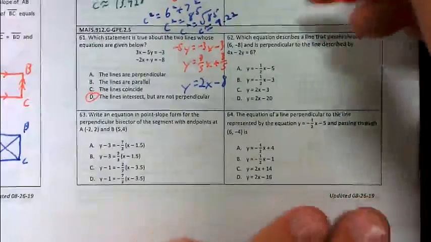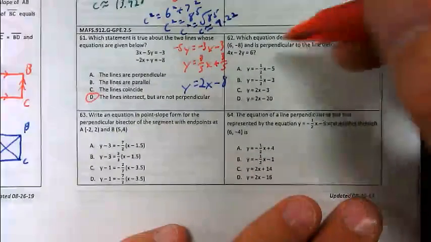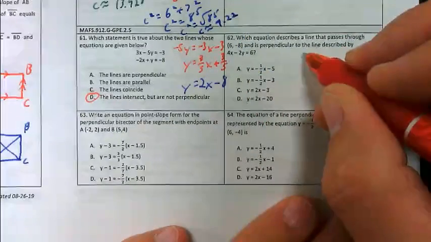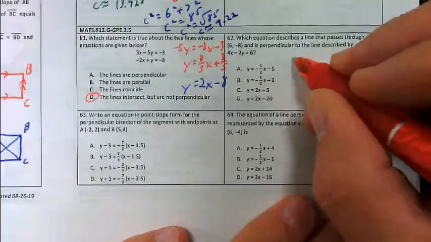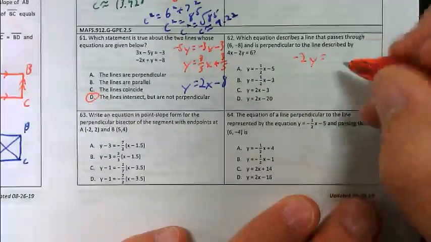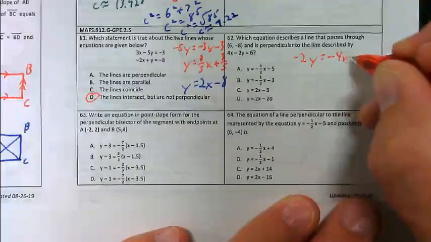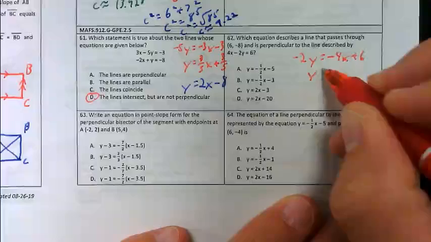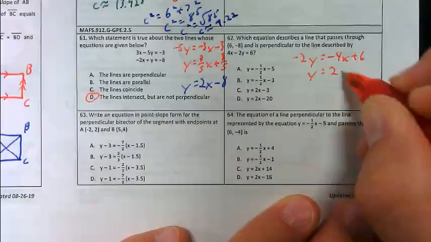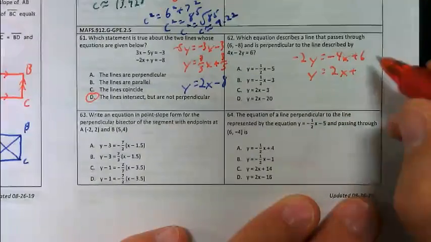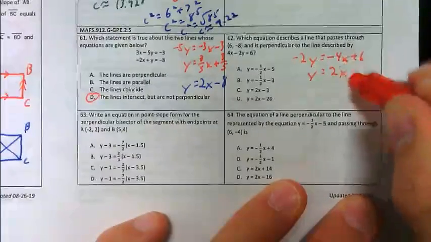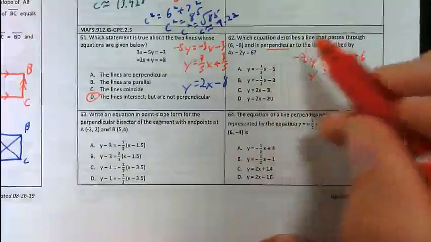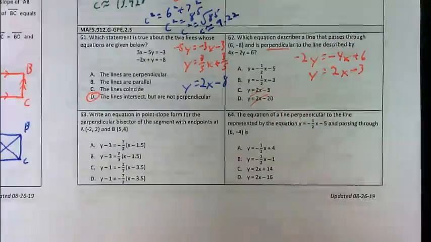On 62, which equation describes a line that passes through (6, -8) and is perpendicular to the line described by this? First, take that second equation and rewrite it so that it's in slope-intercept form. So bring the 4x across. That's -4x plus 6. Divide off the -2. We get positive 2x minus 3. Now, the slope here was 2. We want perpendicular, so can't have the same slope, so it's neither of those.